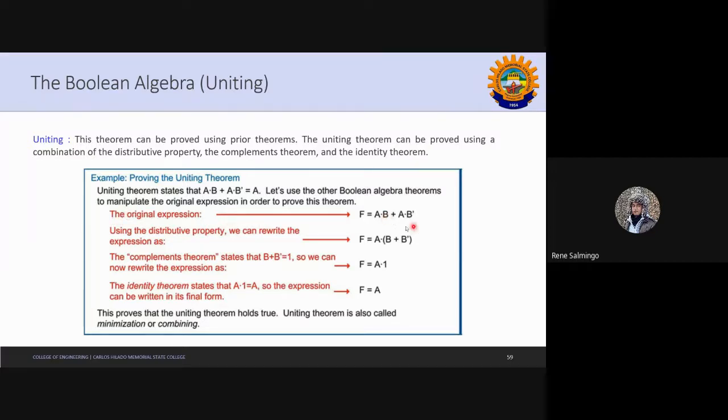First, you will try to distribute A, and you let B or B prime, using the complement theorem, B or B prime is 1. And you have F equals A and 1, and you use the identity theorem: A and 1 is A. So this is the minimization or combining method that we did on uniting.